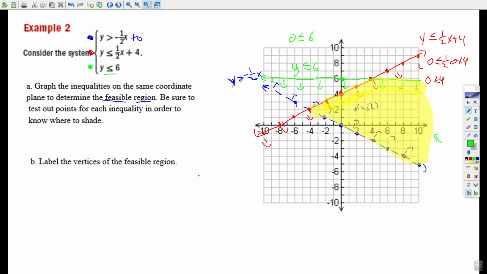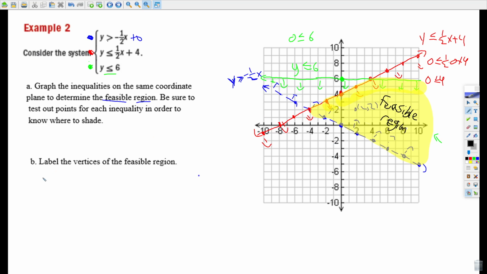Oh, I should probably change a different color. Let's do black. This is called the feasible region. It satisfies all three of the inequalities. So again, any of the points you pick in here would satisfy all these inequalities and all be true statements.